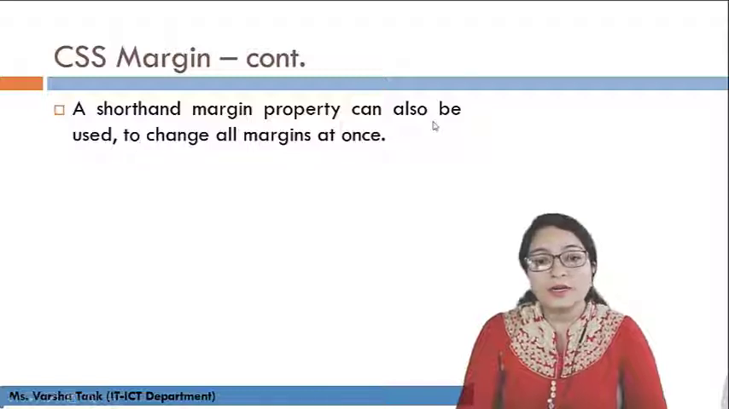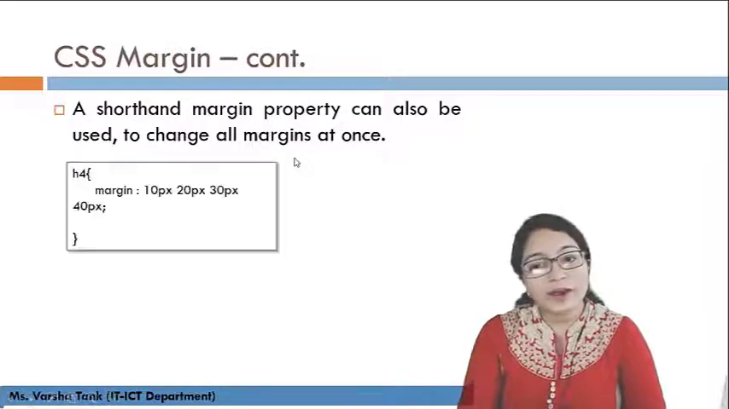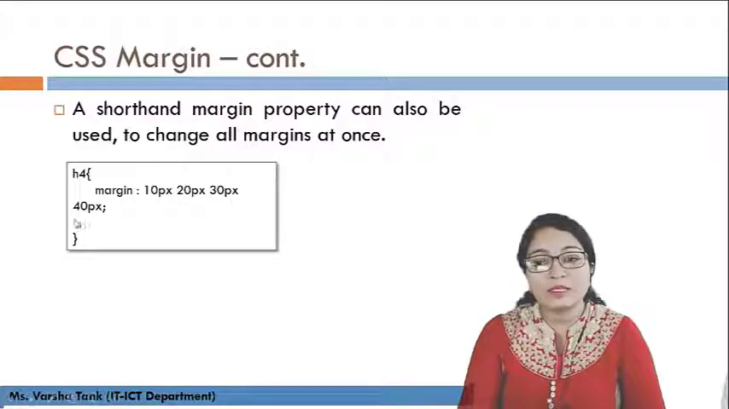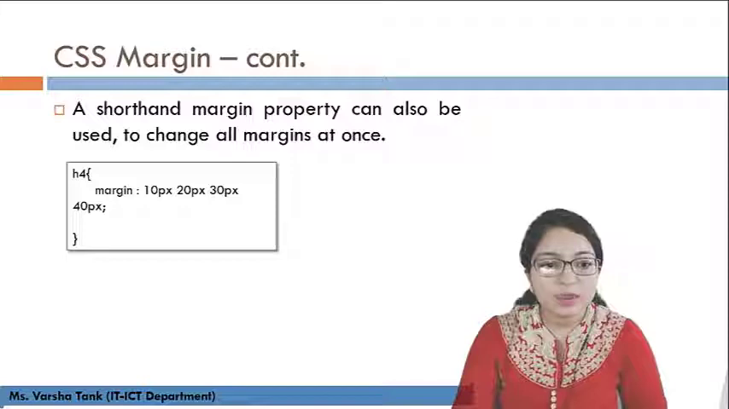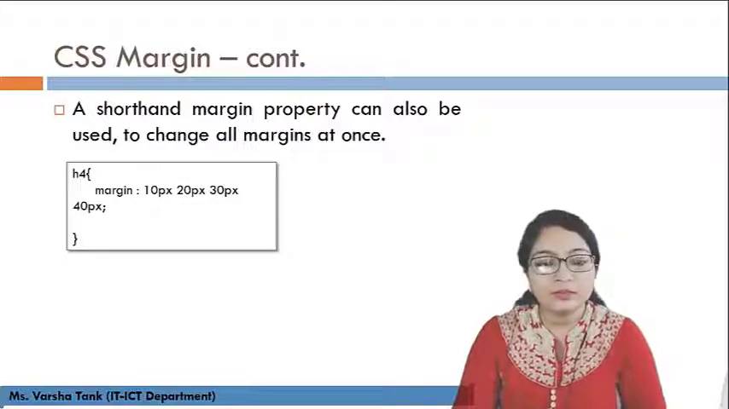A shortened margin property can also be used to change all margins at once. So here you can see the margin 10 pixel, 20 pixel, 30 pixel and 40 pixel, that is how you can write the shortened property for the CSS box model. Now let's see the practical related to this CSS box model, then we will continue.